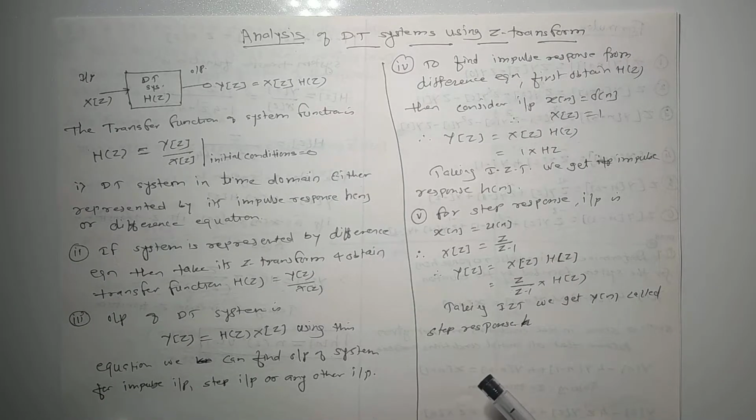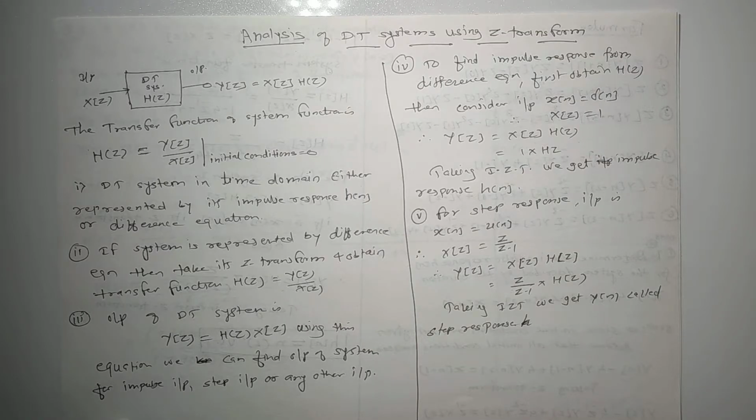If the system is represented by a difference equation, then we have to take its Z transform and obtain the transfer function of the system. You take the Z transform of the difference equation and obtain the ratio Y of z upon X of z. This is what we call the transfer function. Once you get the transfer function, we can find out the output of the system for any input by using this equation, Y of z is equal to X of z into H of z.